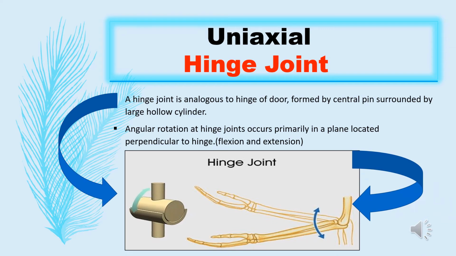See, what is a hinge joint? A hinge joint is analogous to the hinge of a door. As you can see in the diagram, it is formed by a central pin which is surrounded by a large hollow cylinder. The angular rotation at the hinge joint occurs primarily in a plane located perpendicular to the hinge. That means it will allow two movements, that is flexion and extension.